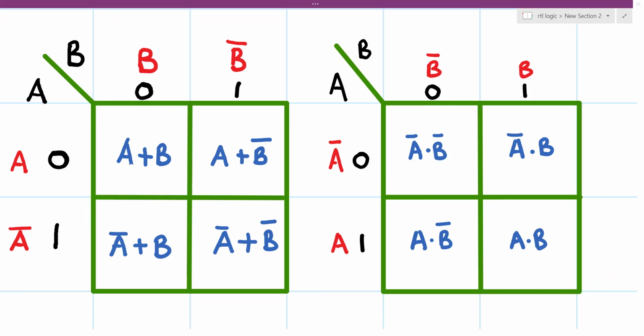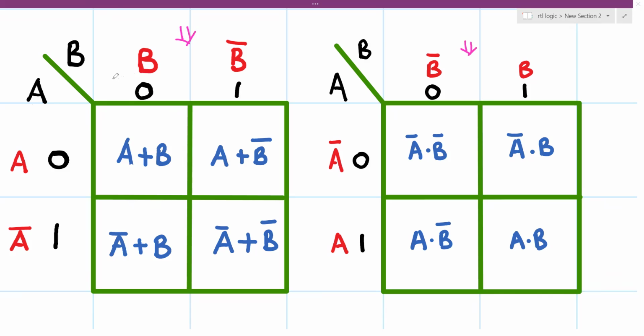You can see we continue our discussion on the two variable K-map. We've got two examples, one on the left side and one on the right side. We have two different representations of the K-map. However, there is a little difference, and we will understand what that difference is.